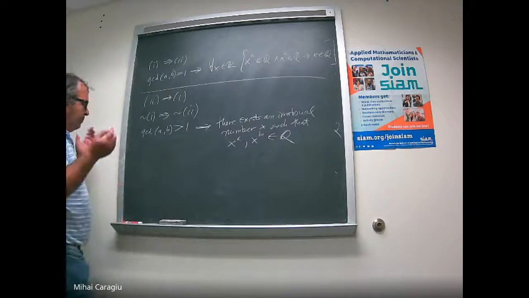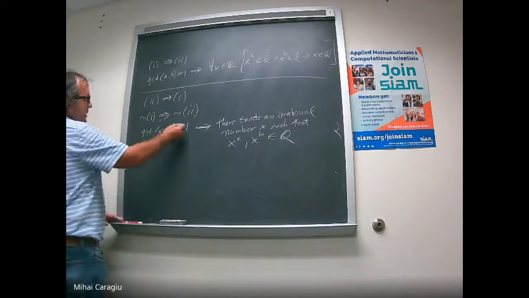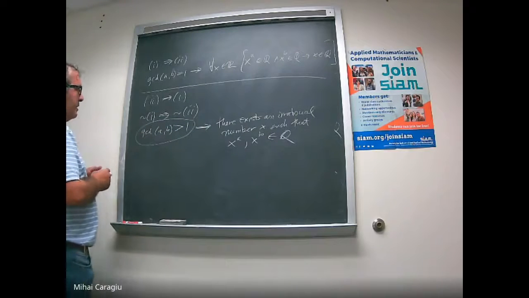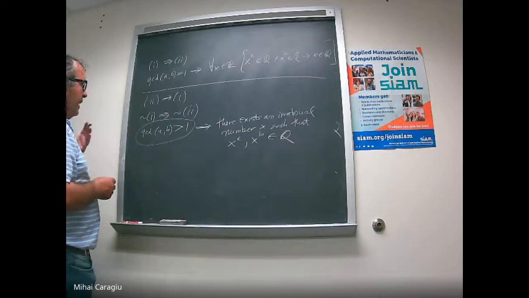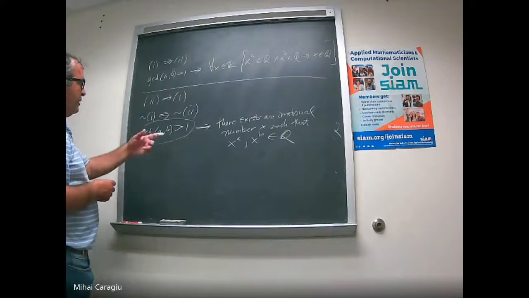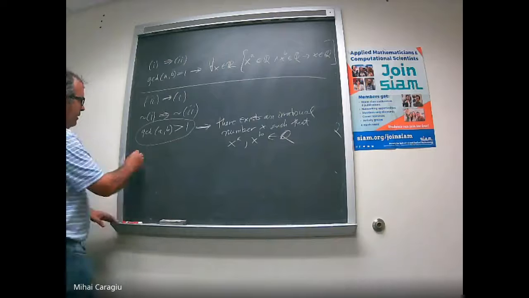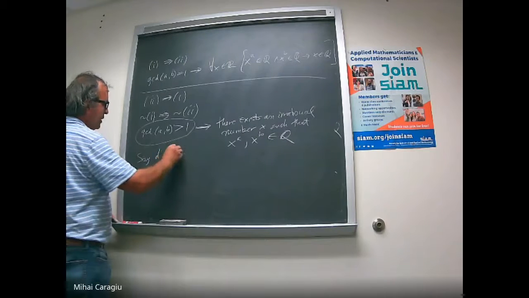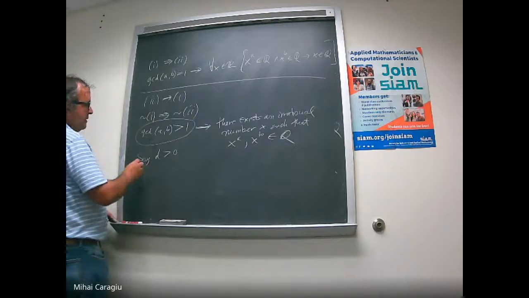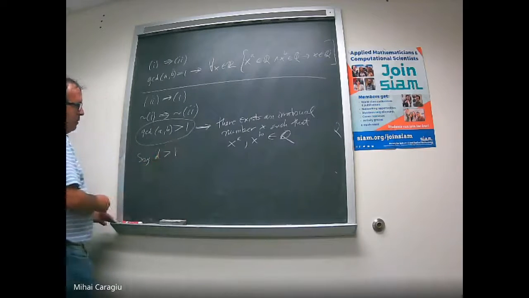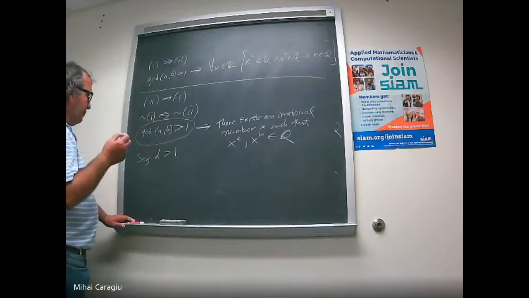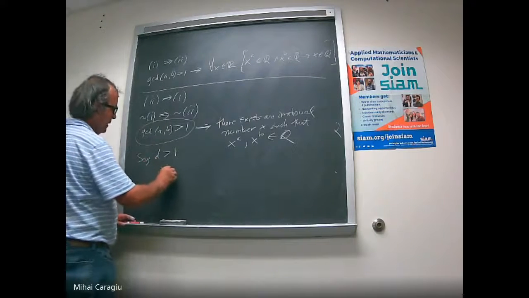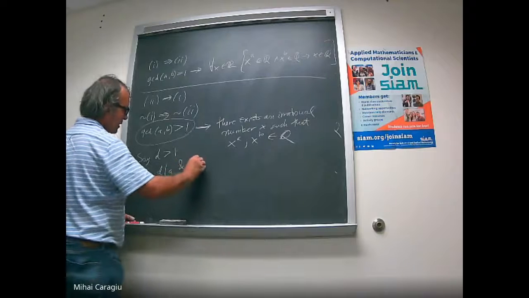This again is trivial. So let's start from this one. If the greatest common divisor is bigger than 1, let's pick a common divisor of a and b which is greater than 1. Let's say d, a positive integer bigger than 1, is a common divisor of a and b. So d divides a and d divides b.